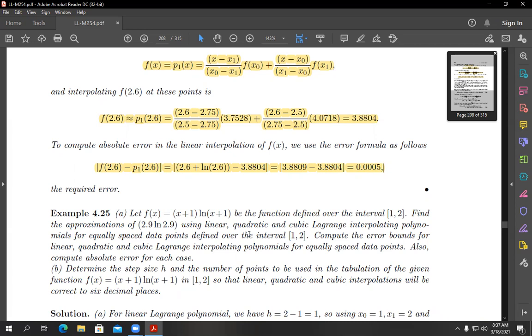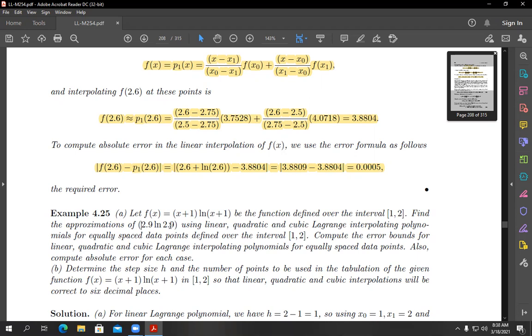Okay. Now, first of all, I made a mistake in the problem I gave in the exam. I said, this is my function, this is my interval, and find the approximation of 1.9 ln 1.9. And this is a big mistake. Can any student tell me what the mistake is here?